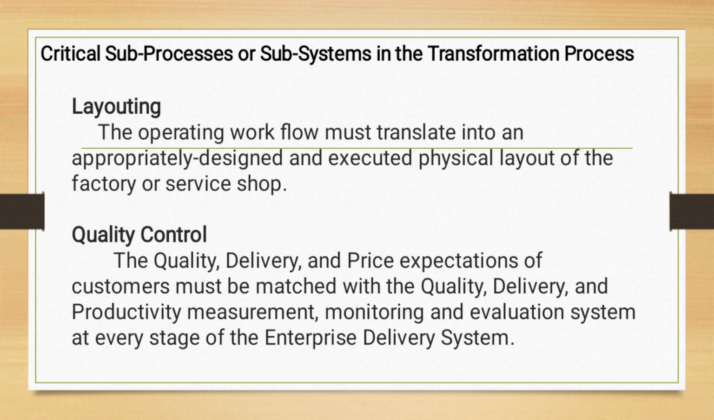Next, we have the quality control. The quality, delivery, and price expectations of customers must be matched with the quality, delivery, and productivity measurement, monitoring, and evaluation system at every stage of the enterprise delivery system. So in quality control, every step in the transformation process must be measured. It must be monitored, and it must be evaluated according to the QDP standards of the transformation stage. And the output should be very acceptable to the customers.